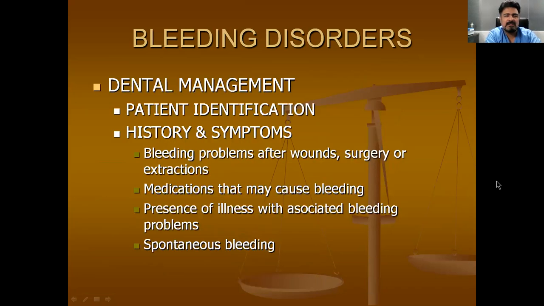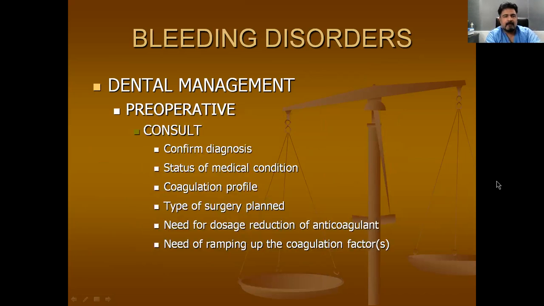Our dental management: patient identification and history, with symptoms, should be taken. Ask about bleeding problems after wounds, surgery or extractions. Medications that may cause bleeding are to be avoided. Note the presence of illness associated with bleeding problems and spontaneous bleeding. Pre-operative consultation: consult thoroughly, confirm the diagnosis, status of the medical condition, coagulation profile, type of surgery planned, need for dose reduction of anticoagulants, and need for ramping up the coagulation factors.